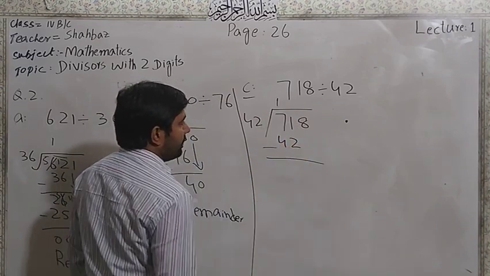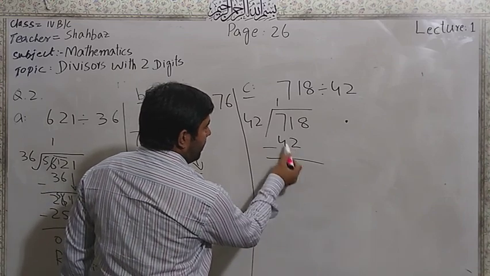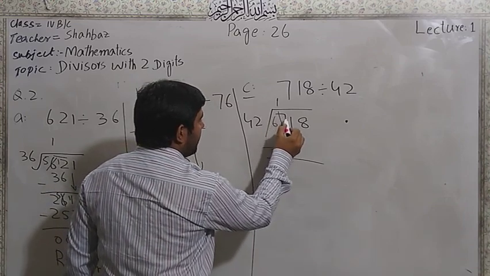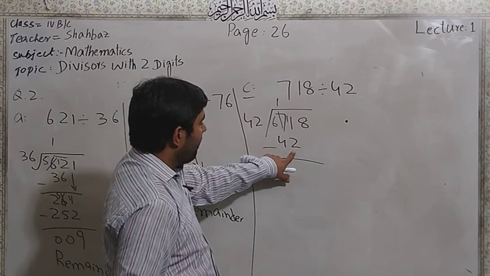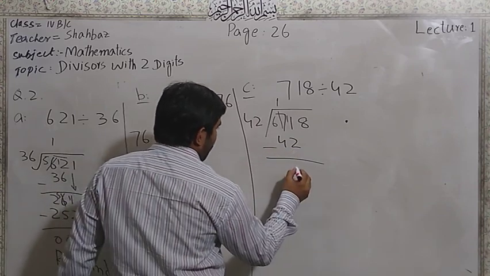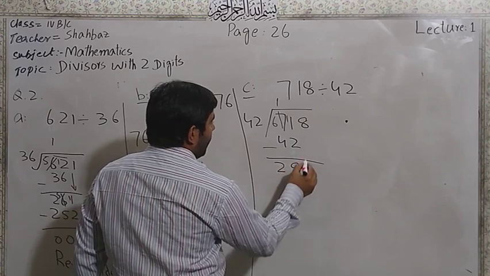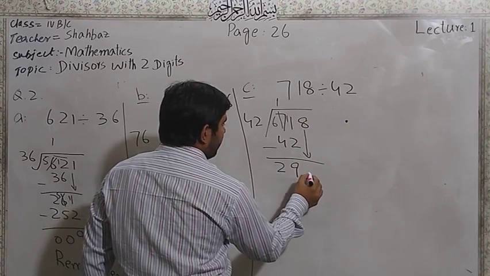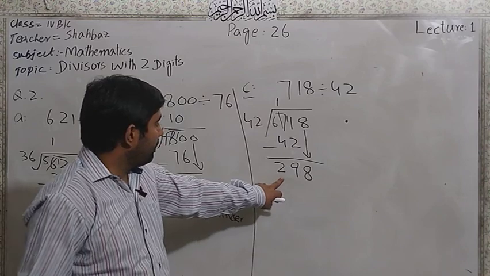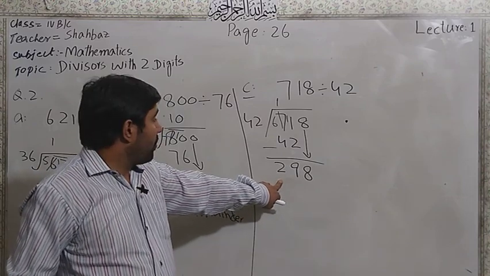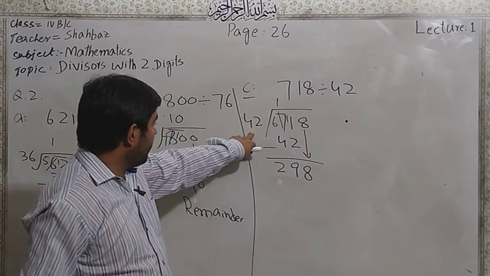And subtract: 1 minus 2 is not possible. You will take carry from here. It will be 6. It will be 11. 11 minus 2 will be 9. 6 minus 2 will be 2. You have this number here. Now it's 298, and you have divided by this one, 42.